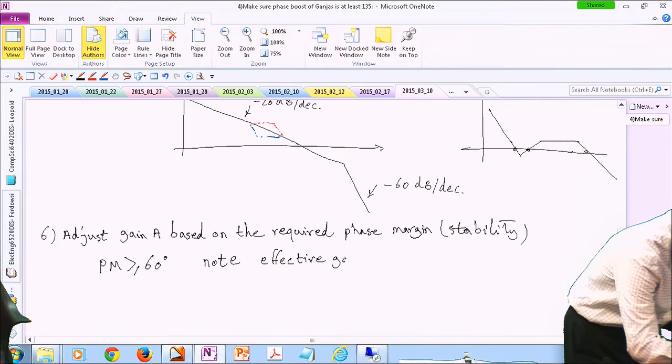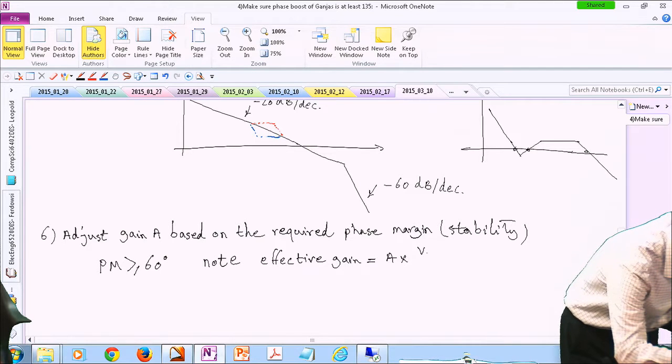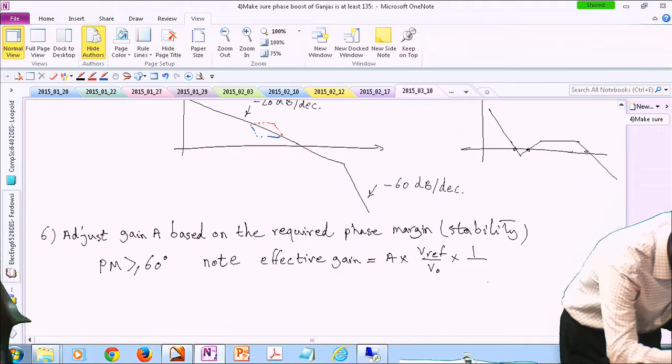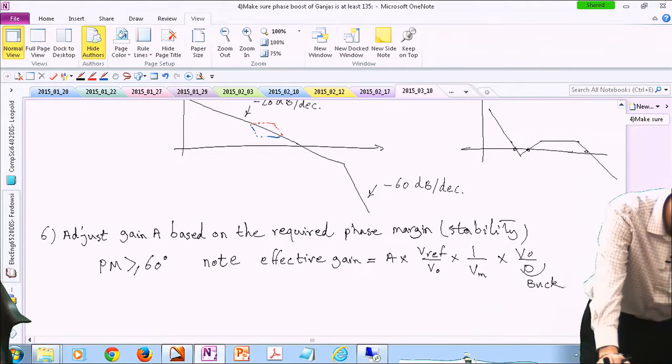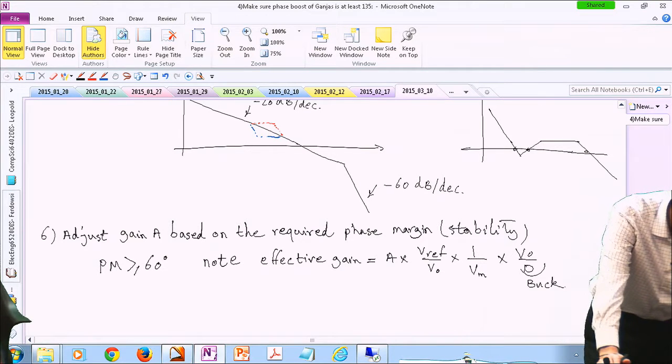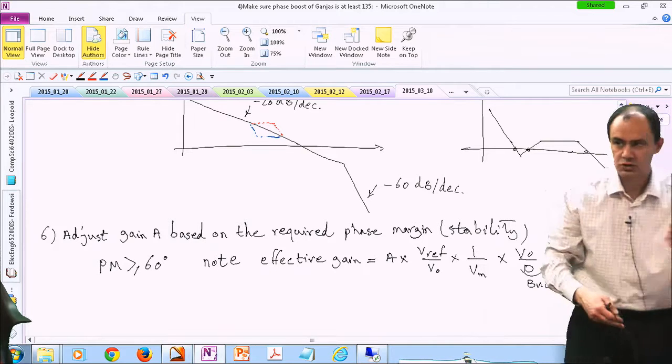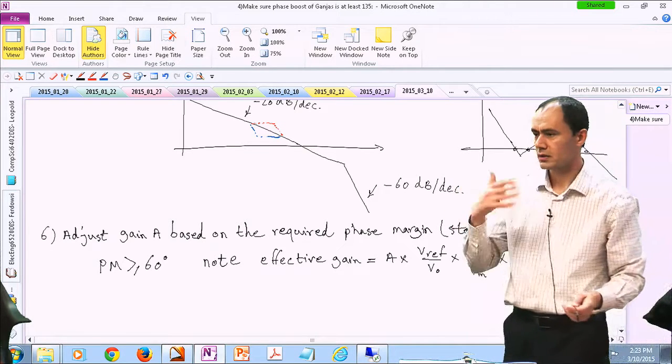Effective gain is A times Vm, which is Vref over Vout, times, oh, I'm sorry, that's the sensing network gain, 1 over Vm times Vout over D, if this is the buck part, assuming you're talking about the buck converter. All right. So we can adjust A to be 200 or 2000, and we're going to see what I mean by that.